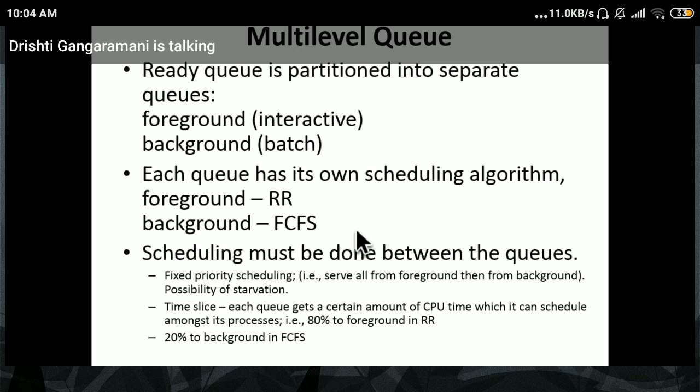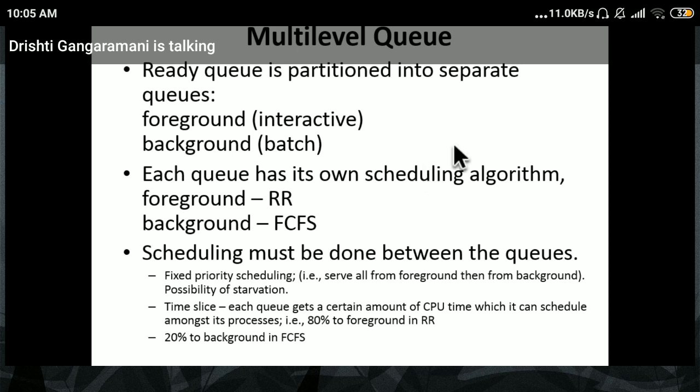Here it is being told that each queue has its own scheduling algorithm. Foreground is RR, where RR stands for round robin, and background is first come, first serve. Foreground is a time sharing system, where each user is allocated a particular time slot, and within that time slot he or she has to finish the job. Background jobs can be first come first serve, whoever came first, the others just wait.